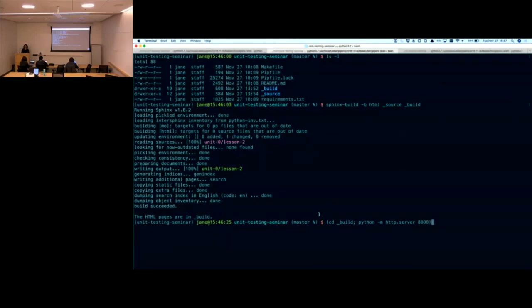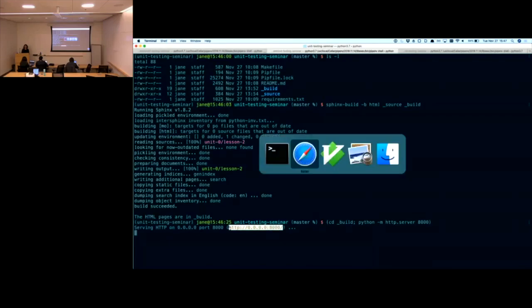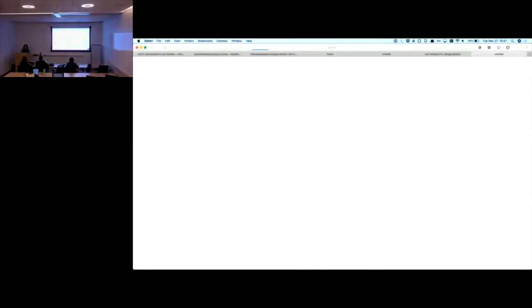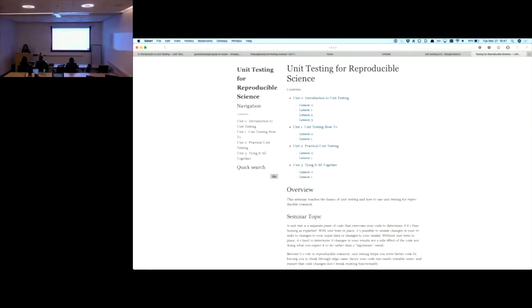So after we build the docs, we can cd into the build directory and serve the docs on port 8000. And then if I just go to this URL, there are the docs. This is actually how I'm already serving the docs right now. Who was able to do that? Cool.